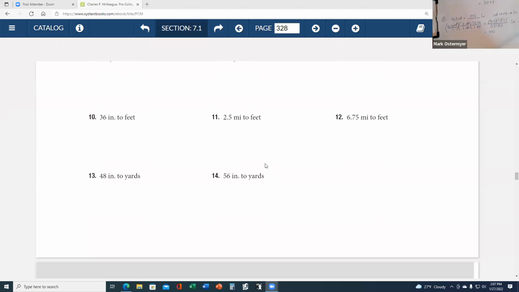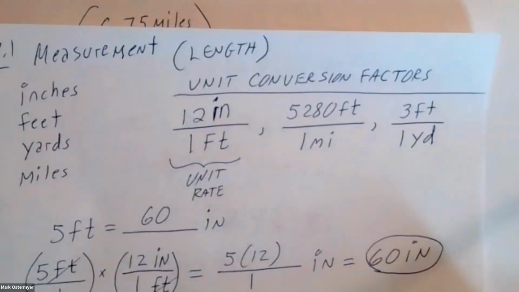All right, let's try maybe another one. Number 12 here. We want to convert 6.75 miles to feet. So 6.75 miles. We want to convert that to feet. All right, so what conversion factor am I going to use, ladies and gentlemen, to go from miles to feet? Miles to feet. Oh, the middle one. The middle one right here, because this relates feet and miles.